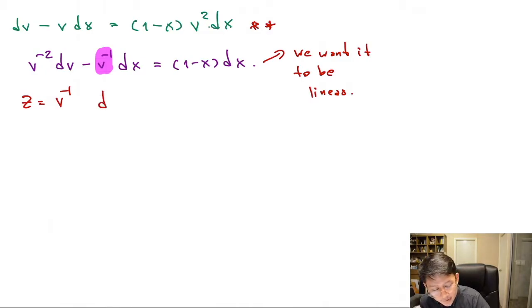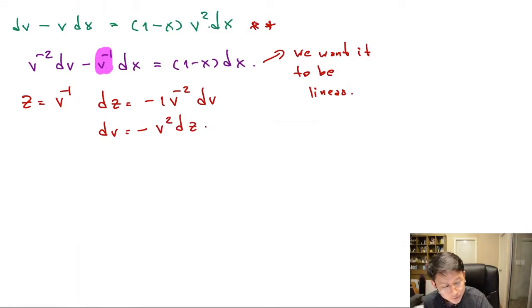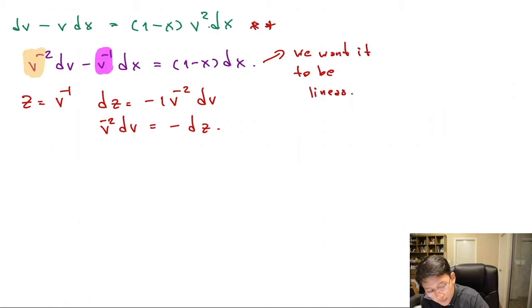So dz is minus 1 v to the power of minus 2 dv. So dv is what? Minus v squared dz, right? And then I know that minus v to the power of minus 2 dv equals minus dz. Why? Because I see this guy here. So I want to substitute this into this equation.